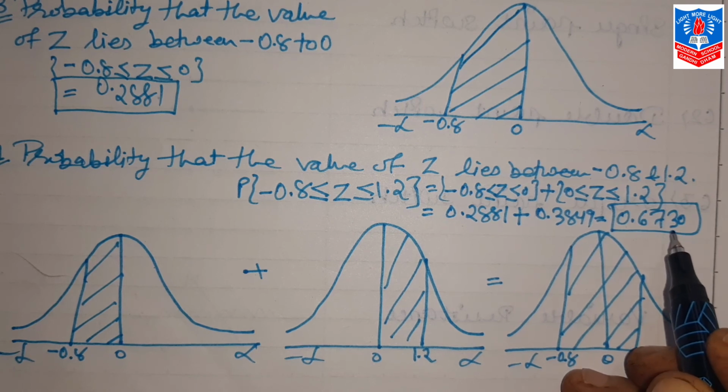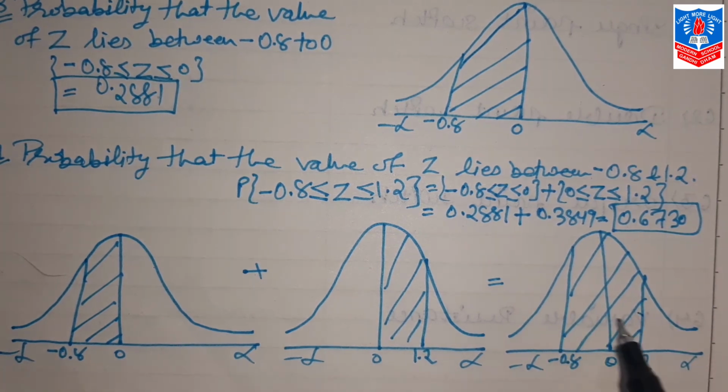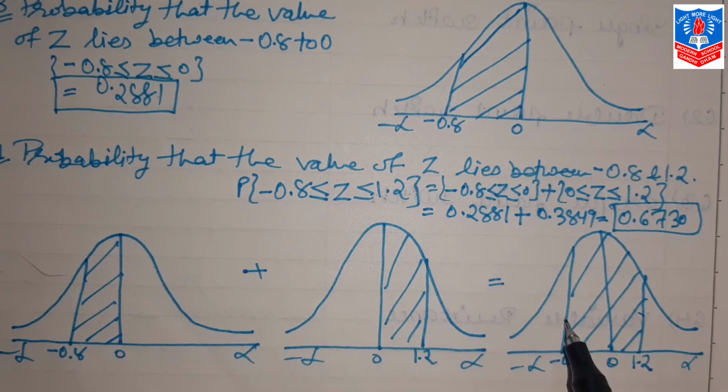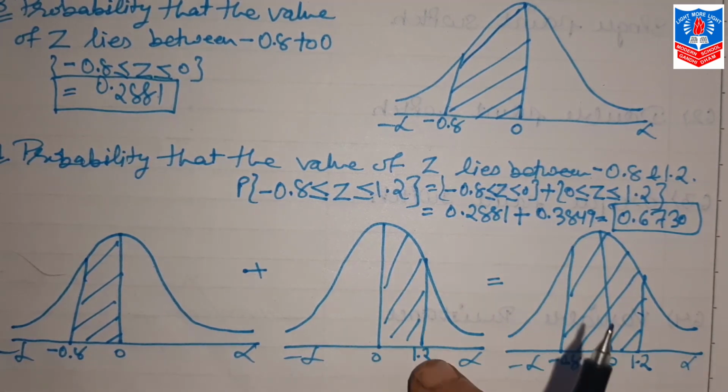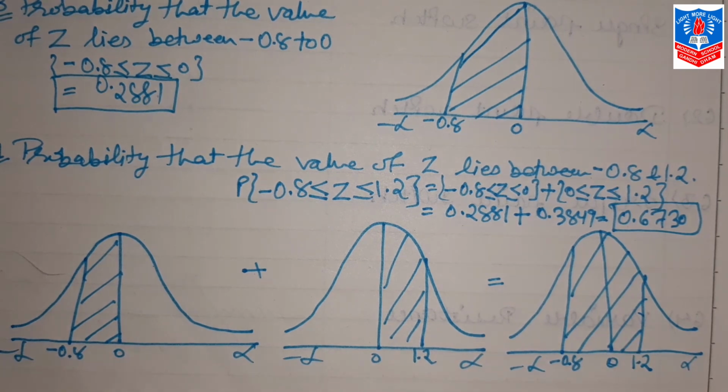So finally, the area of Z from minus 0.8 to 1.2 is 0.6730. Remember, this area, the final answer we get, should never be more than 1, because the total area of these two sides, 0.5 plus 0.5, is always 1. So this is how we find it.